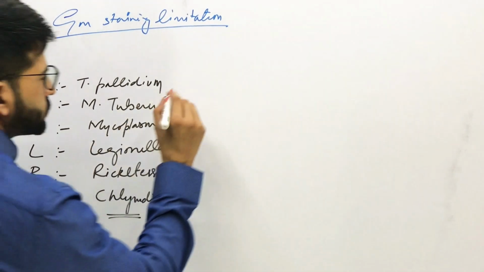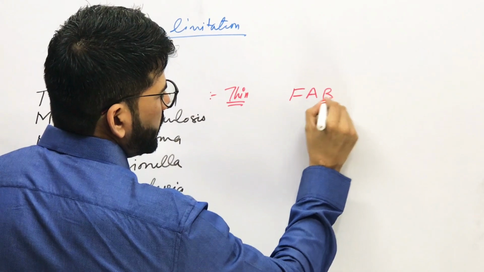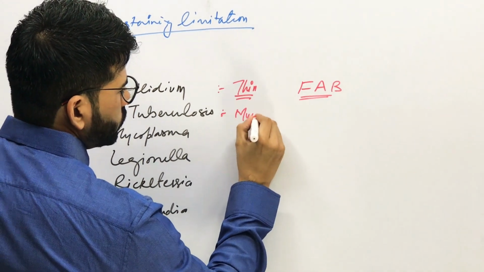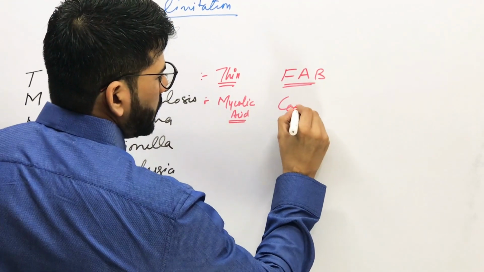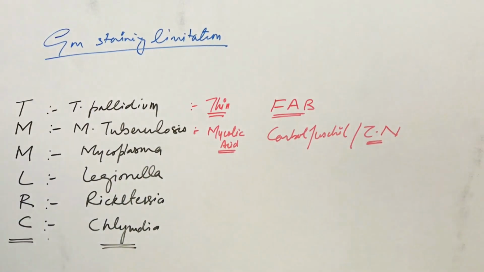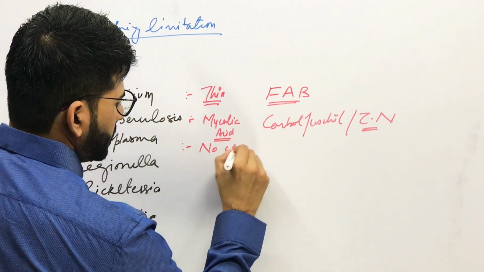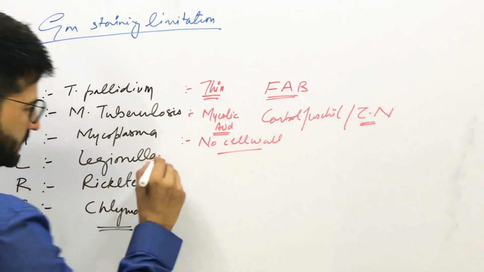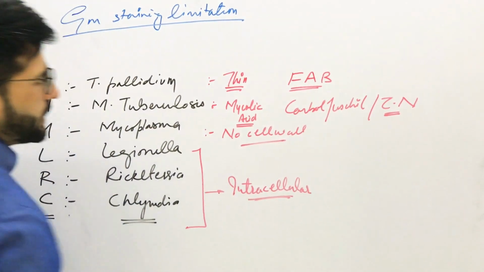Now, the Treponema pallidum is so thin that it cannot be stained, so we used fluorescent antibody technique to stain Treponema pallidum. Mycobacterium tuberculosis contains so much mycolic acid that it does not stain with gram staining, so we used carbol fuchsin staining or Ziehl-Neelsen staining. Mycoplasma has no cell wall, so it does not stain with gram staining. Legionella, Rickettsia and Chlamydia, all three of them are intracellular, so they do not stain with gram staining.